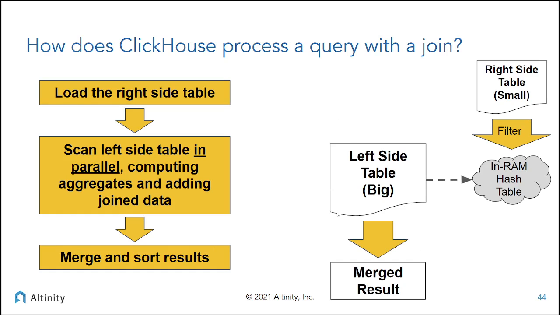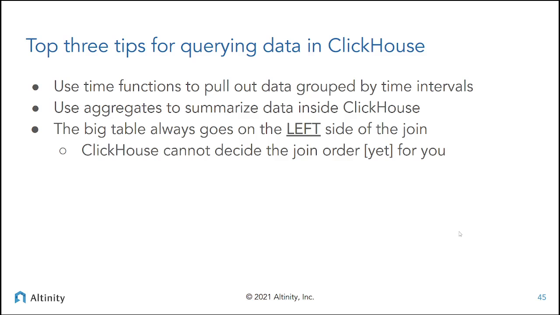That's where you're going to get the power of ClickHouse with all the parallelization and the effects of reading compressed data. The right side table, and you can have more than one, ClickHouse is perfectly happy to join against multiple tables. Those need to be small, and they need to fit in memory. So this is a place where ClickHouse does differ from other databases. You need to make some choices. The nice thing is it's not very hard to understand.